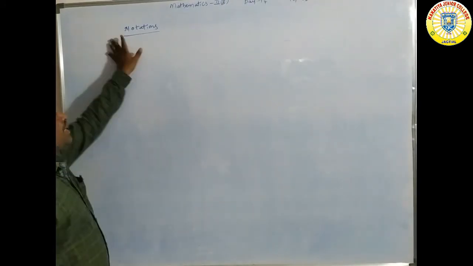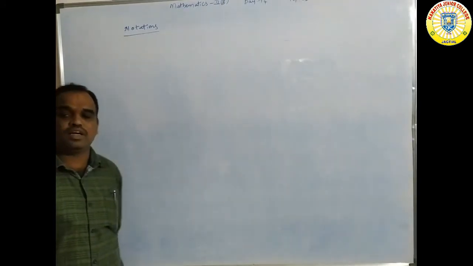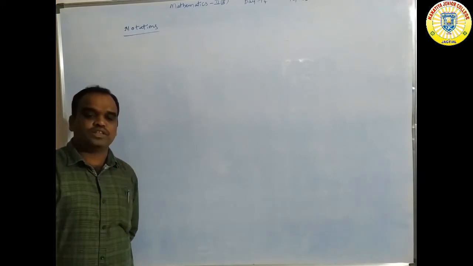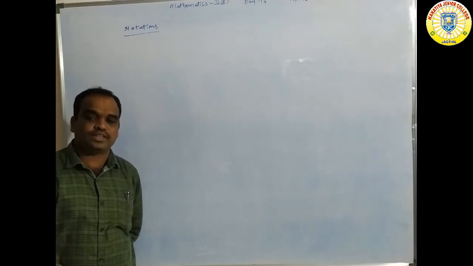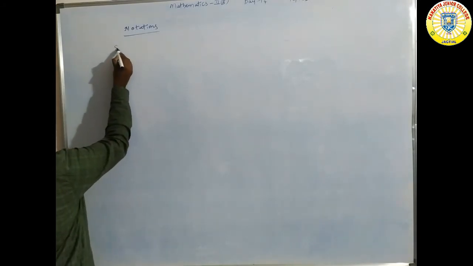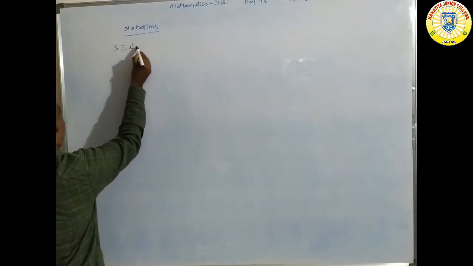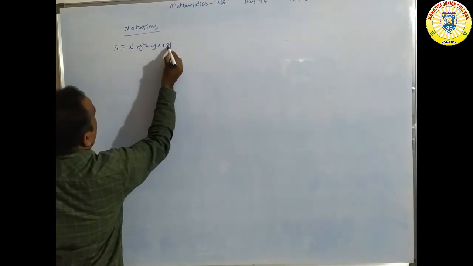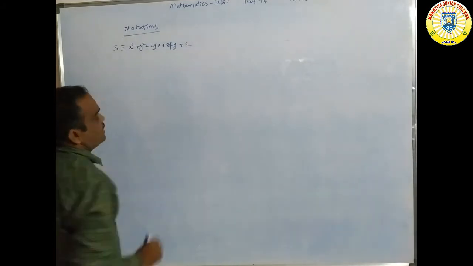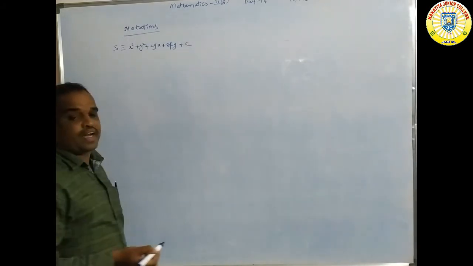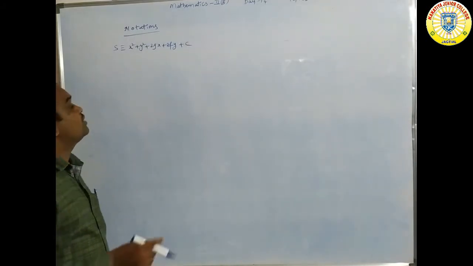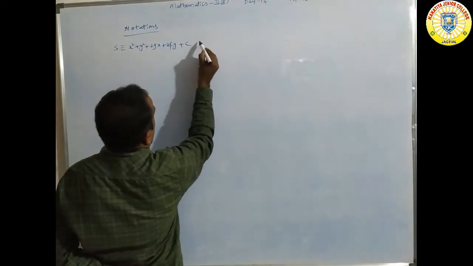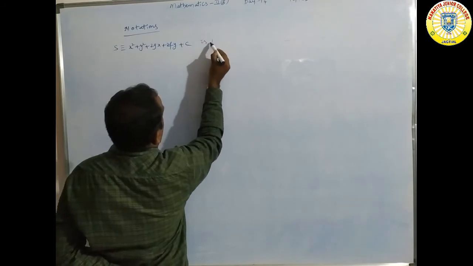So, our next concept is notation sum. Notations are very useful. In the circle chapter we are using some notations. Here S is equal to x square plus y square plus 2gx plus 2fy plus c equal to 0, that is the general form of the circle equation. This is the expression of S for the circle.